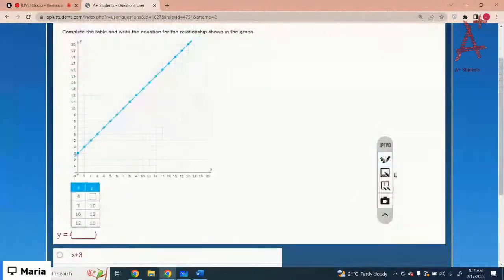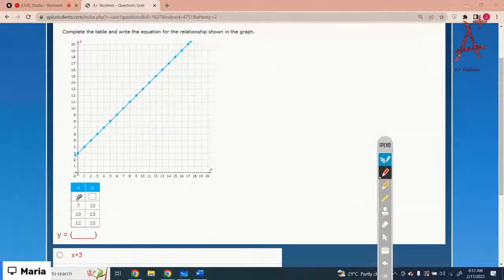Complete the table and write the equation of the relationship shown in the graph. So you have to complete the table. When x is 4, we have to see what the value of y is. So here you have x is 4, the y is 7. Got it?